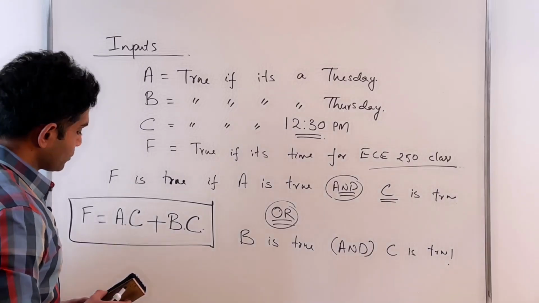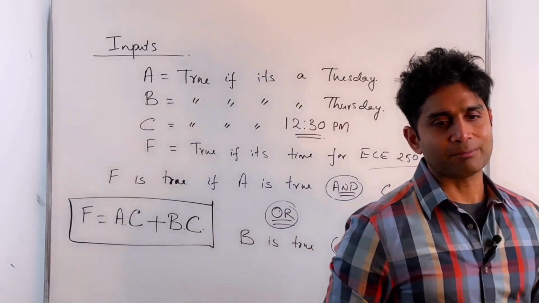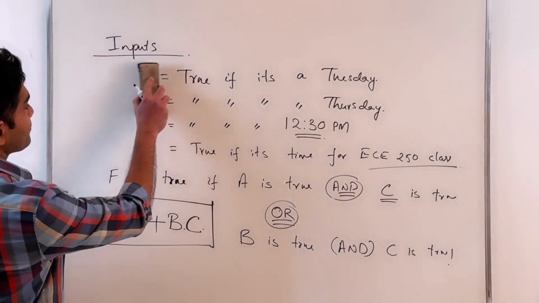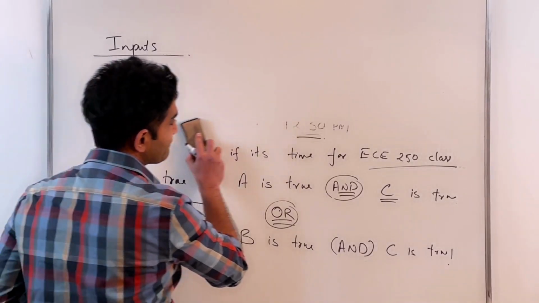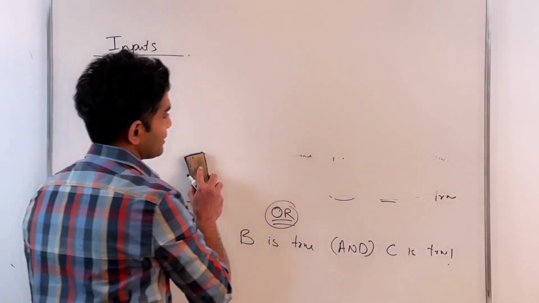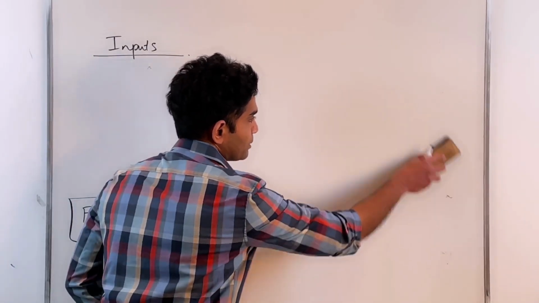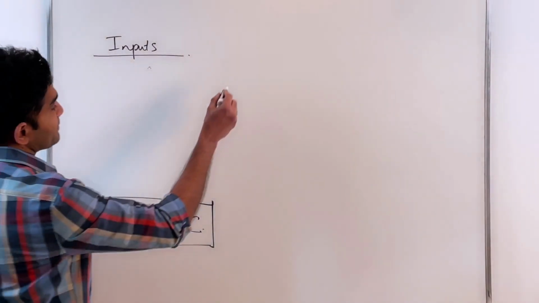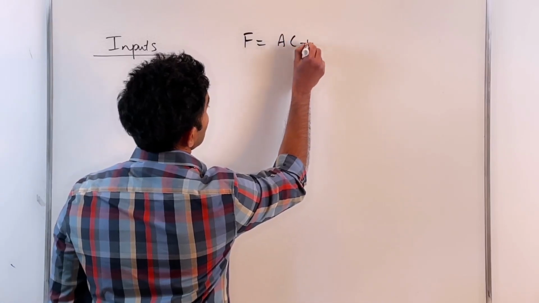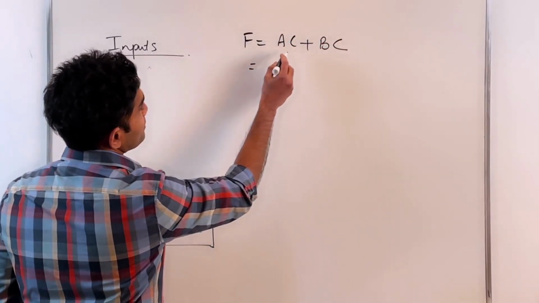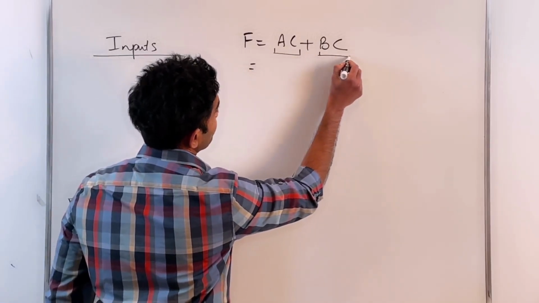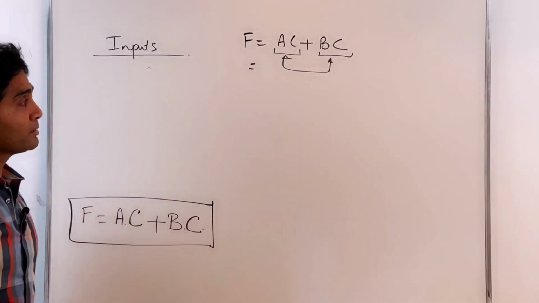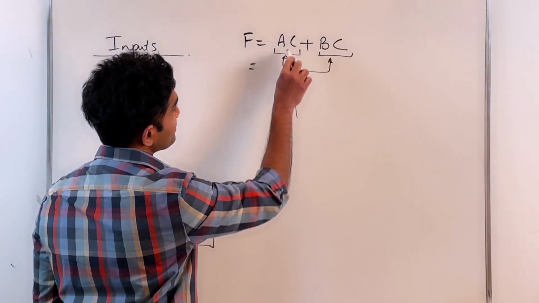Of course this is a very simple example. What would the circuit look like then for this one? Remember that every expression that we come up with is equivalent to a circuit, and you should be able to immediately visualize in your head what that would look like. So F is AC or BC. This is an AND operation, that's an AND operation, and between those two AND operations I have an OR operation. So I have two AND gates represented by these two product terms.